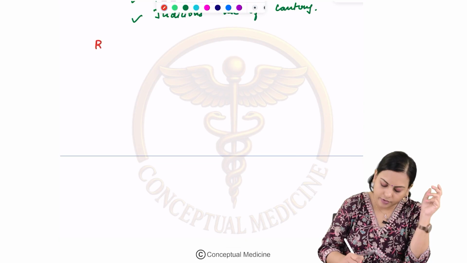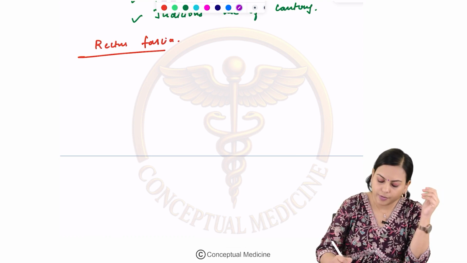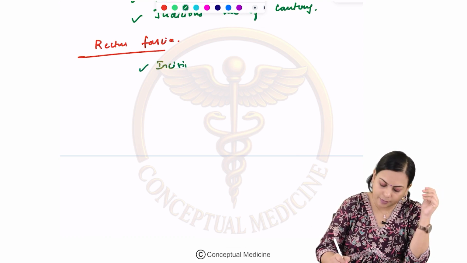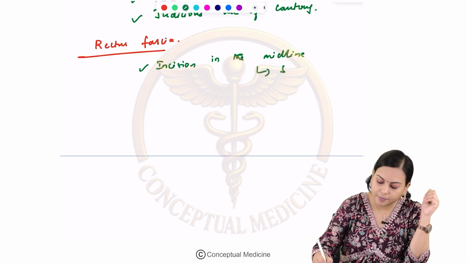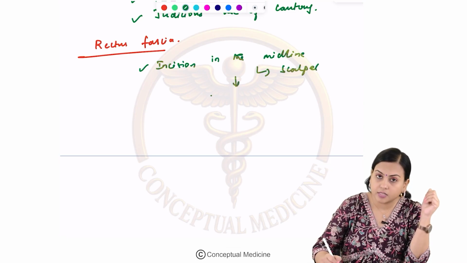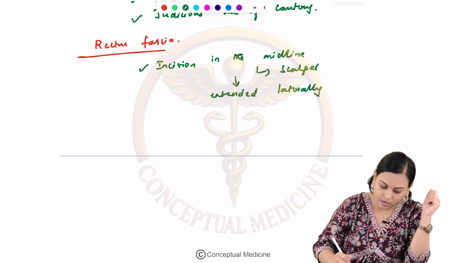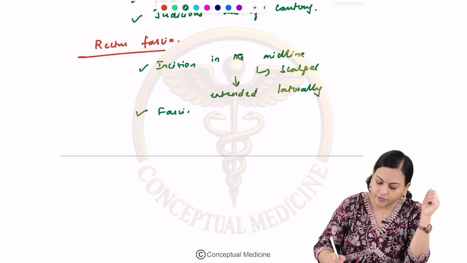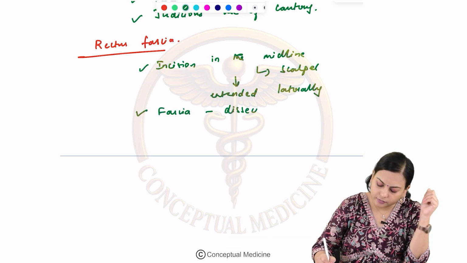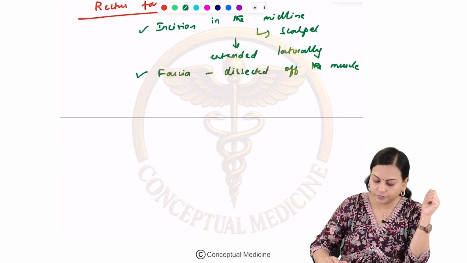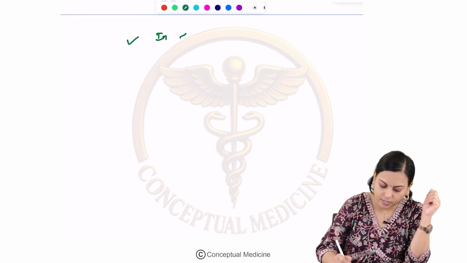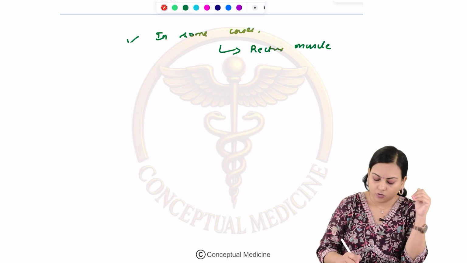Then, we have to incise the rectus fascia. So, here what we will be doing is we will be giving an incision in the midline with a scalpel. Then this is extended laterally, and then the fascia should be dissected off the muscle without damaging them. Clear? Then in some cases, so we will see the opening of peritoneum now.